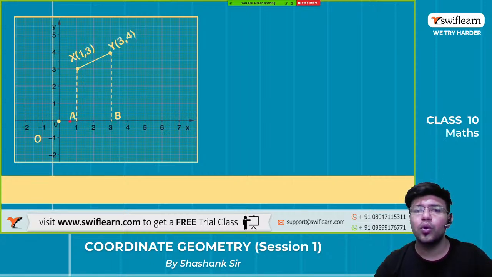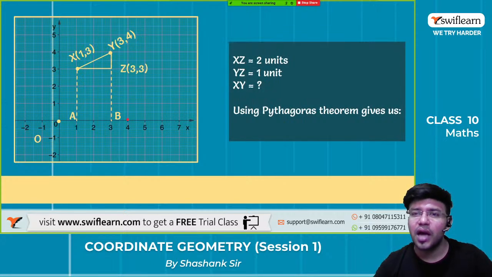Now, do we know the distance AB? Can we find the distance AB? Yes. How can we find the distance AB? From the previous thing which we learned, AB is nothing but OB minus OA. 3 minus 1 is 2. So XZ is how much? XZ is 2 units. And YZ, how to find YZ?